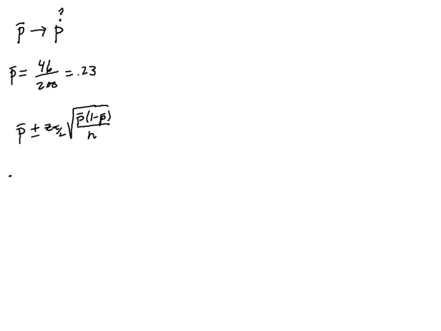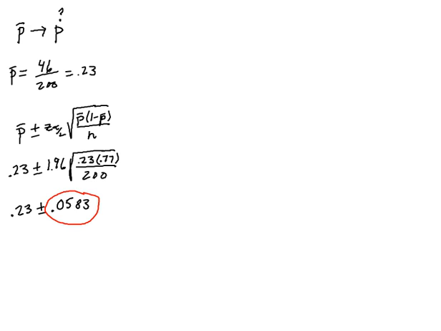So I'm going to plug everything in. 0.23, we're using a 95% confidence, the z-score in these problems, and putting in 0.23 and the complement of that, 0.77, and then dividing by our sample size of 200, I get a margin of error of 0.0583. Now again, this is my margin of error.